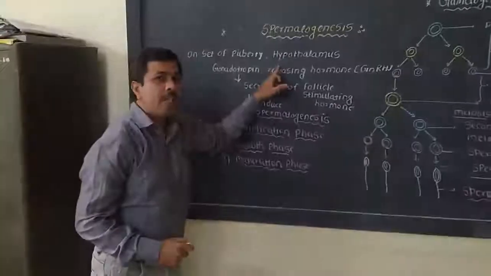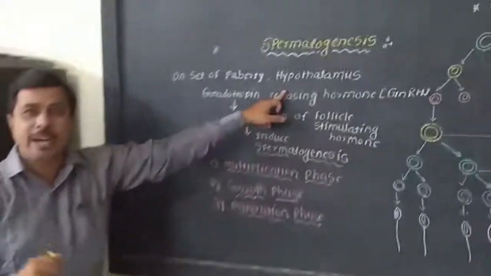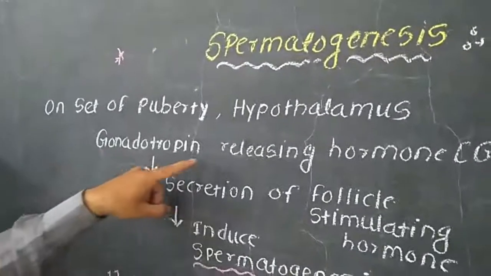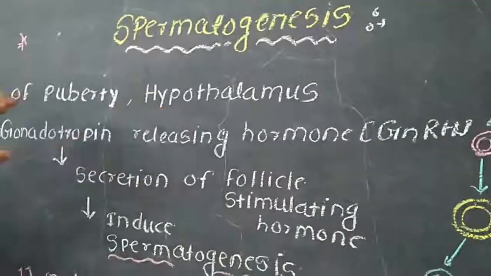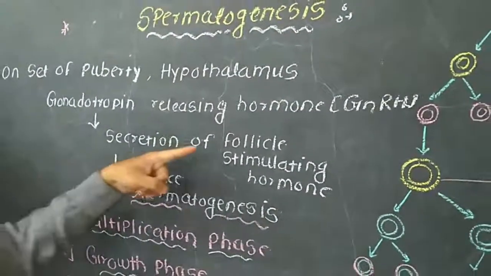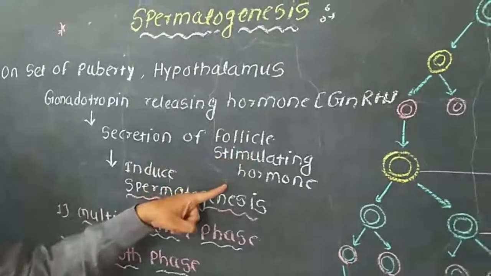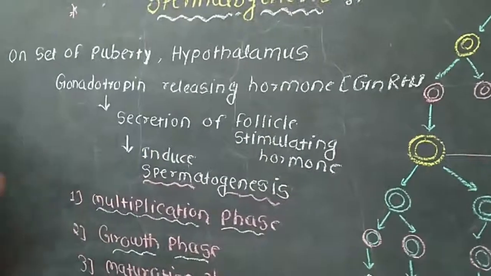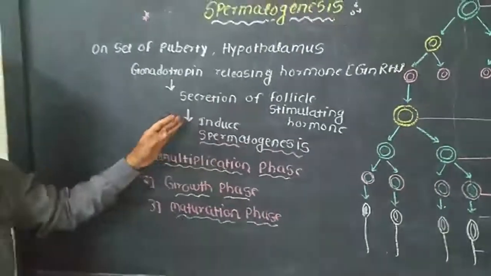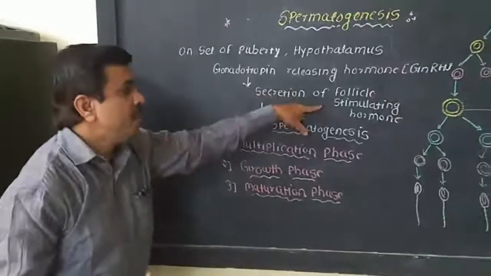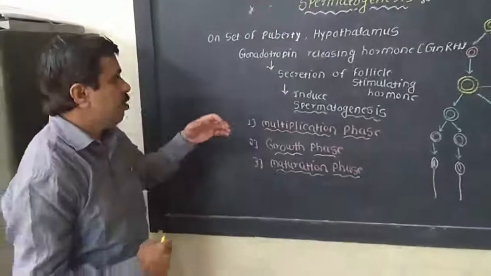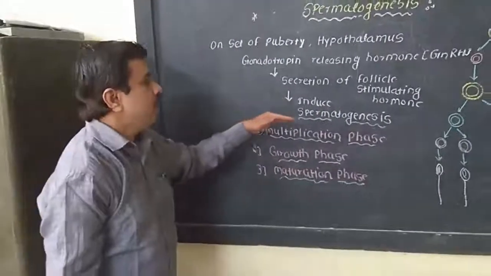What happens? The hypothalamus, which is the part of the brain, secretes gonadotropin releasing hormone. Then this gonadotropin releasing hormone stimulates an increase in the secretion of follicle stimulating hormone, which is secreted from the anterior lobe of the pituitary gland. Then this follicle stimulating hormone induces the testis to start the process of spermatogenesis.